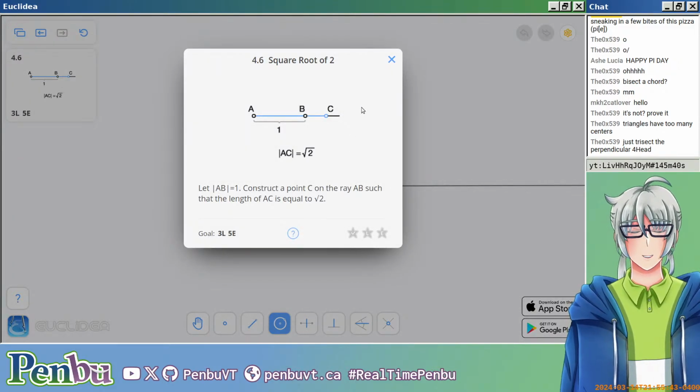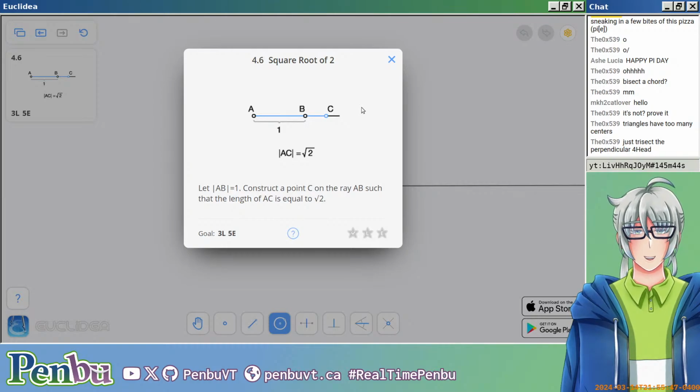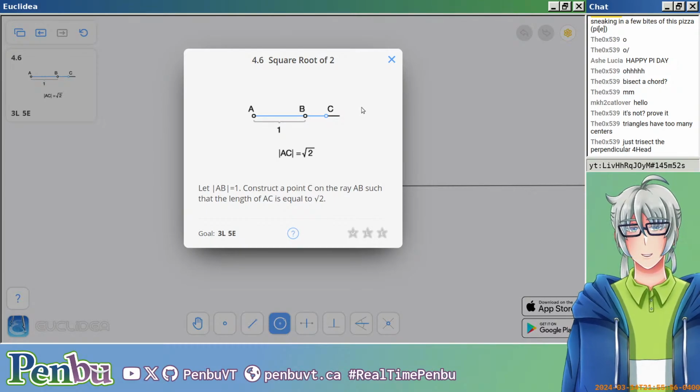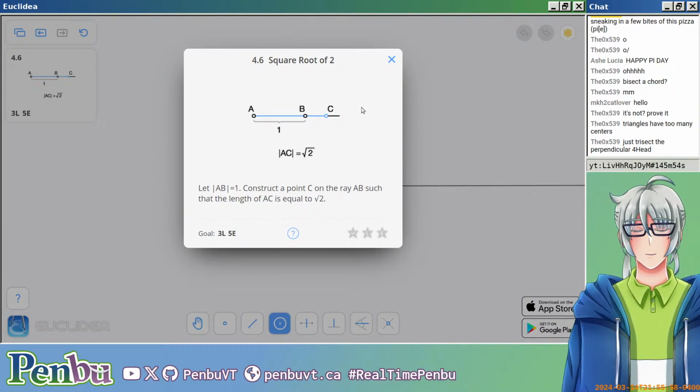Square root of 2. If you didn't realize you can calculate lengths here, it is certainly something we can do. Let length of AB equals 1. Construct a point C on the ray AB such that the length of AC is equal to the square root of 2.